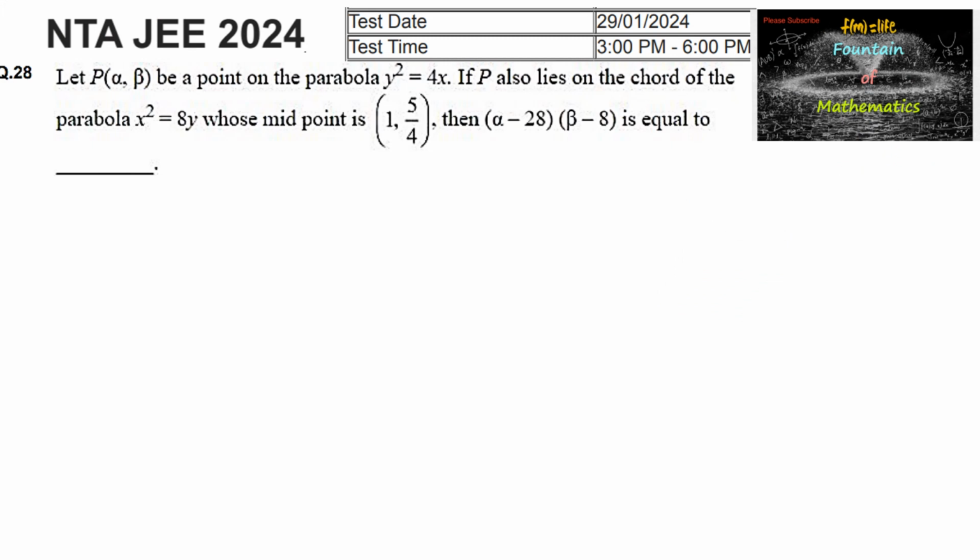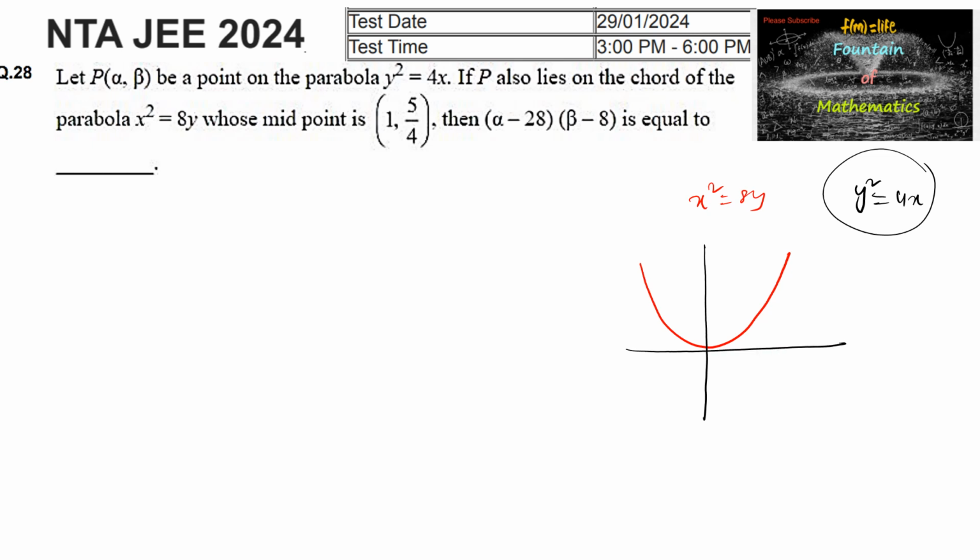Let P(alpha, beta) be a point on the parabola y square is equal to 4x, and it also lies on the chord of the parabola x square is equal to 8y. Let us consider the parabola x square is equal to 8y, whose vertex is the origin (0, 0), the standard form, and this can be written as x square is equal to 4 into 2 into y. Let us consider AB is the chord.